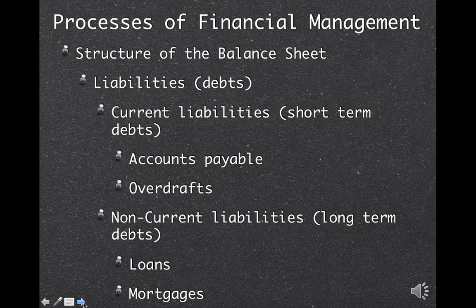Again, non-current liabilities are the long-term debts. These are usually loans or mortgages. Mortgages being a loan on a building or property. They will usually be paid to the bank over a long period of time.